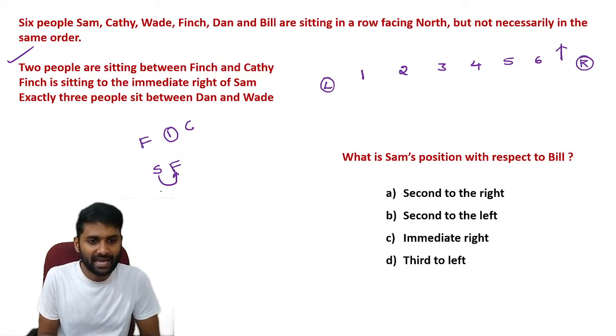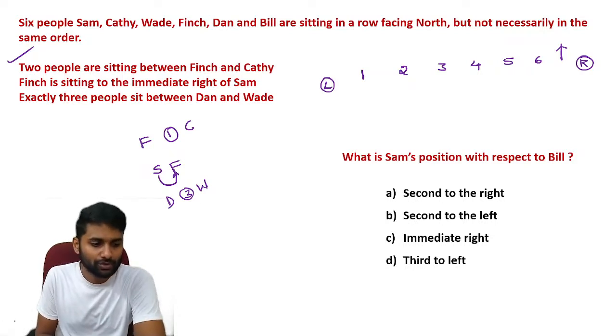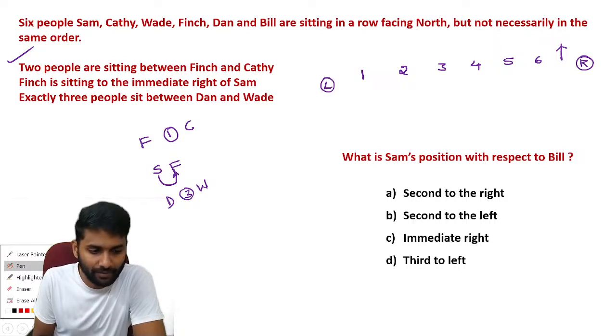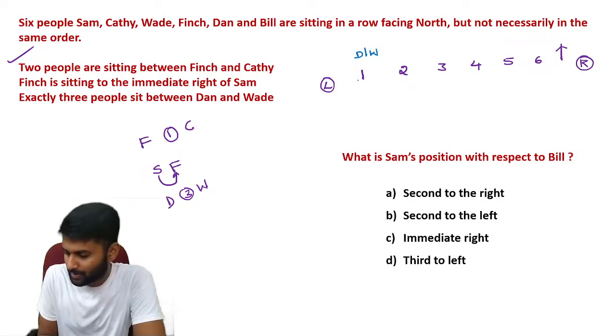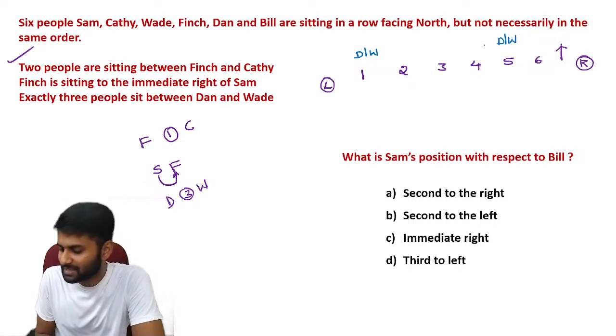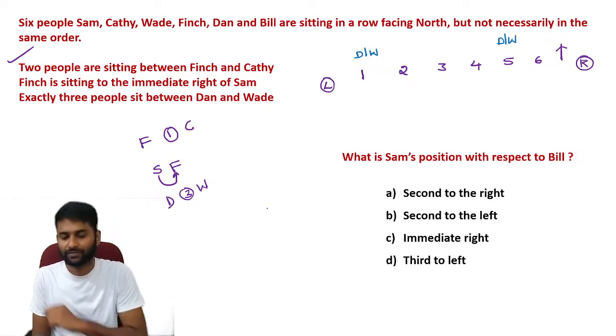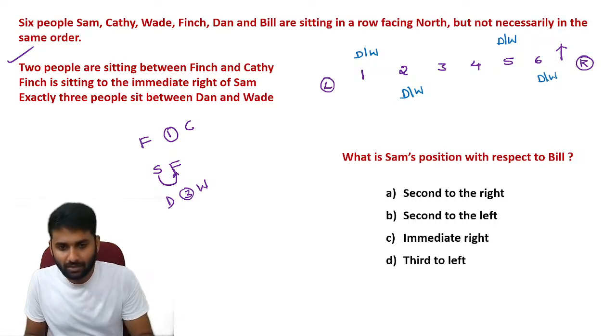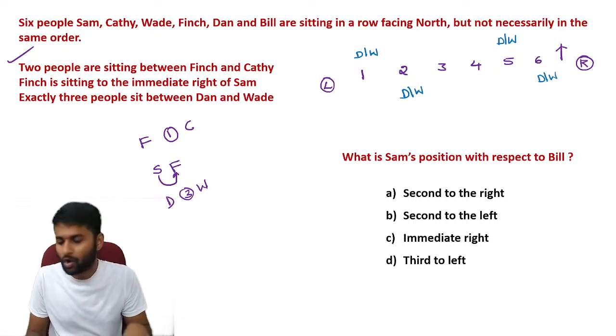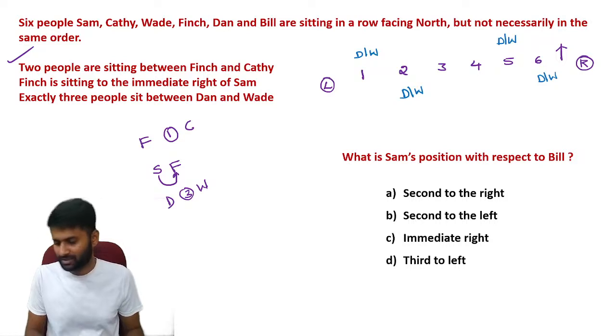Exactly 3 people sit between Dan and Wade. So D and W, if you observe, have exactly 3 people between them. Let's go through the possibilities, because we don't have any direct information in the data. Let us assume that either D or W can occupy the first position, and with 3 people between them, the other person must be in fifth. So the first possibility is first and fifth positions. The second possibility is either second position or sixth position. Till now we are not sure of the exact position of D or W, that's why we choose either. If you fix the positions, in total you will get 4 possibilities.